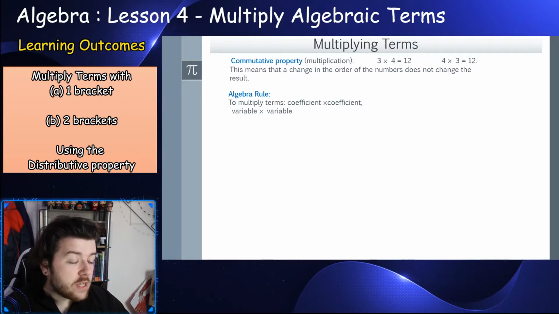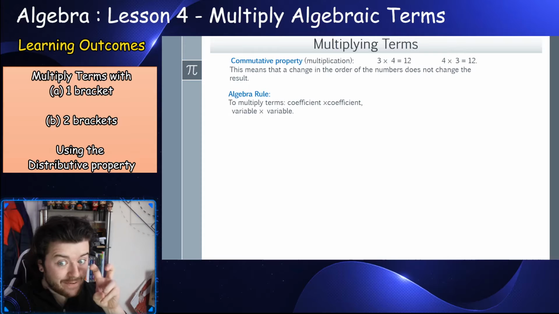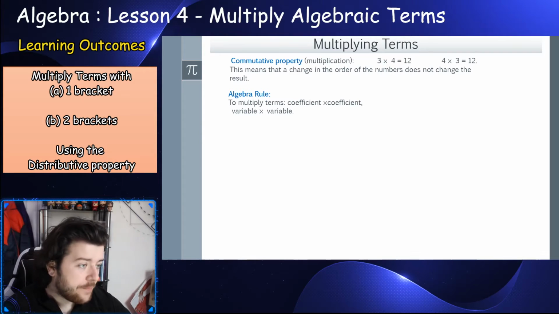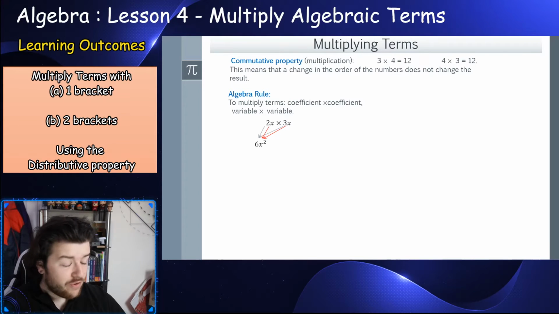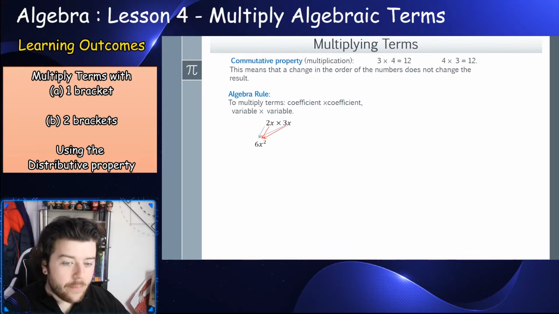The first algebra rule is, to multiply terms, it's coefficient by coefficient and then the variable by the variable, yeah? So it's the number part multiplied by the number part, and then the letter part multiplied by the letter part. So here's an example. I have a 2x times a 3x. Well, 2 times 3 is 6, the number part by number part. And then the letter part by the letter part, or the variable by the variable, x times x. And we know x times x is x squared, because anything multiplied by itself becomes a squared.